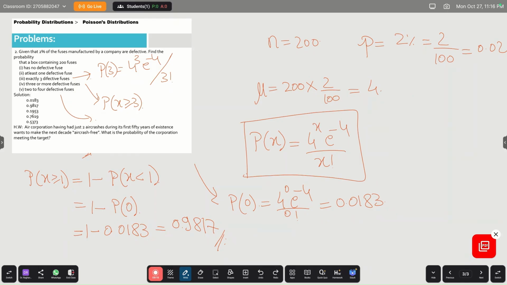So, hope you have understood the discrete probability distribution, and under that 2 important distributions. One is the binomial distribution and another is Poisson distribution.